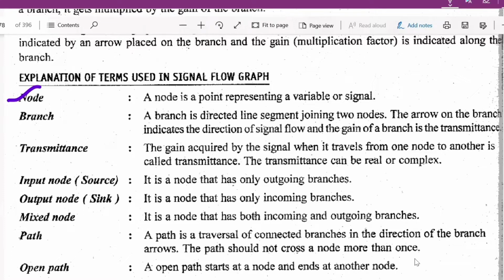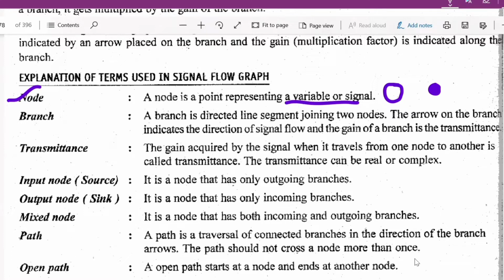First, node. A node is a point which represents the variable or a signal. We can represent the variable or a signal by using the symbol node, just like a 0 or O, to represent like this.